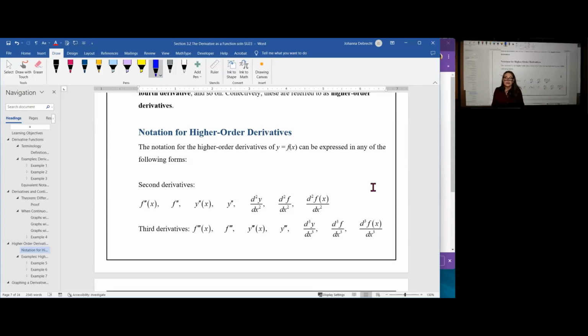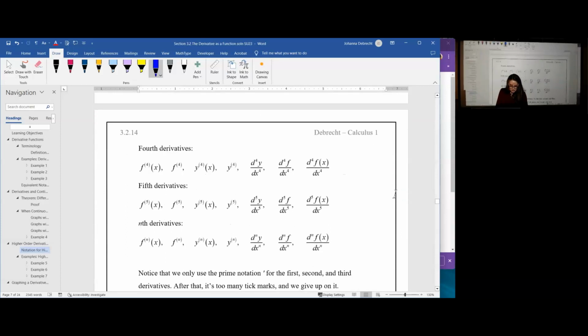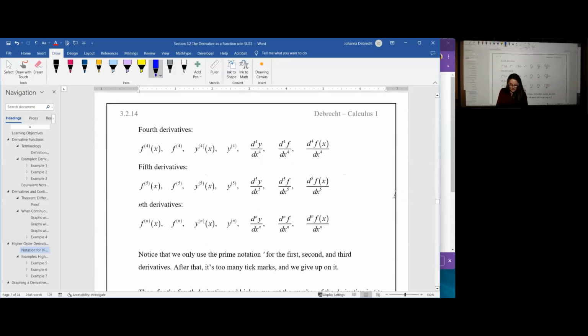What about 4? You probably guessed we use 4 tick marks. We don't. After 3, we give up on the primes because there's just too many tick marks. Instead, we use a notation which does cause problems for lots of students. We put the number of the derivative in parentheses in the power position above the name and to the right of the function name.